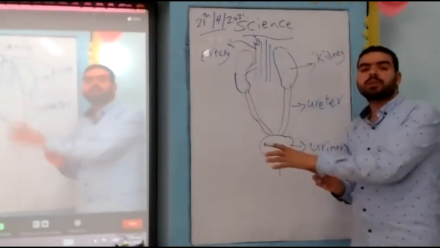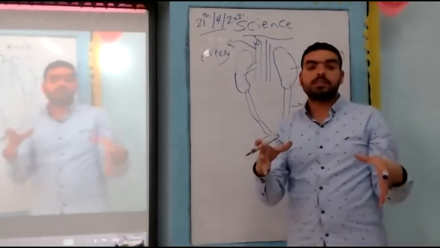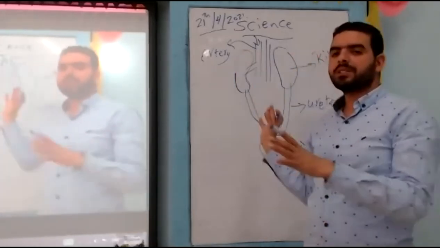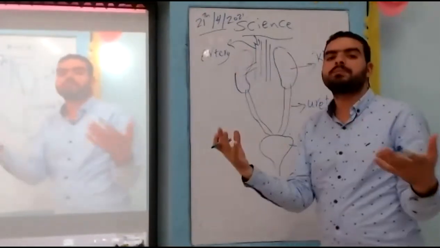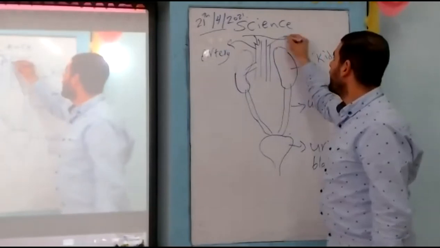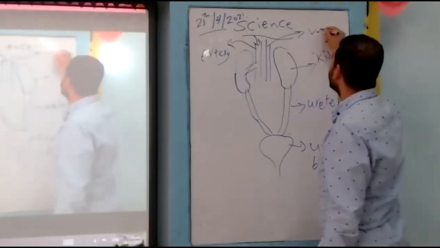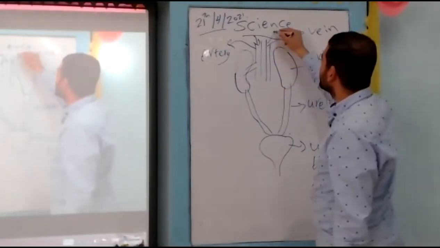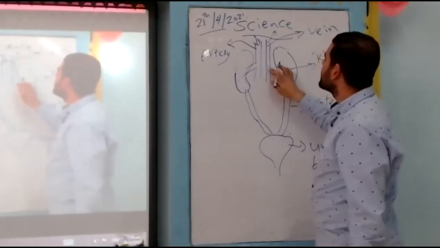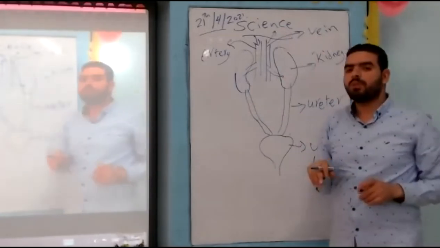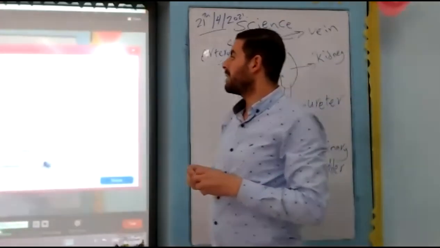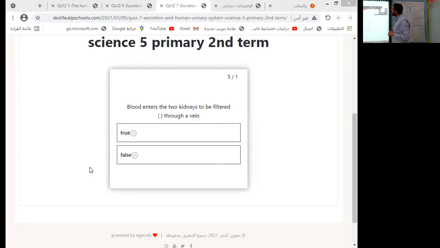After filtering in the two kidneys, the blood is released from, or leaves, the two kidneys pure, through a vein. So the blood enters the two kidneys through an artery and leaves the kidneys through a vein. So let's return back to our question. Blood enters the two kidneys to be filtered through a vein. The answer will be false.